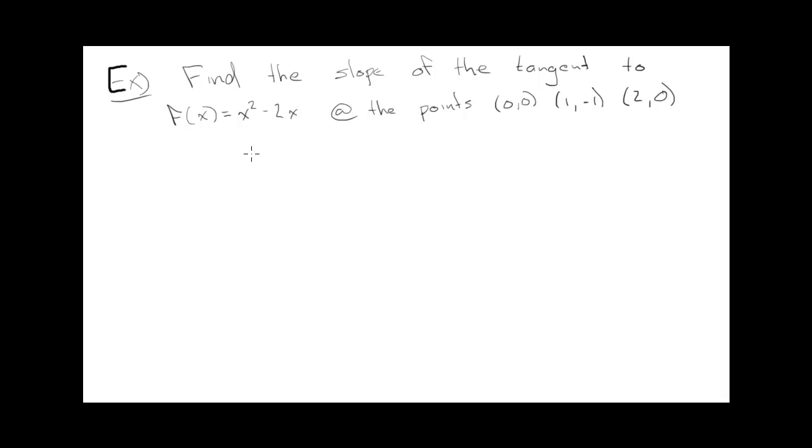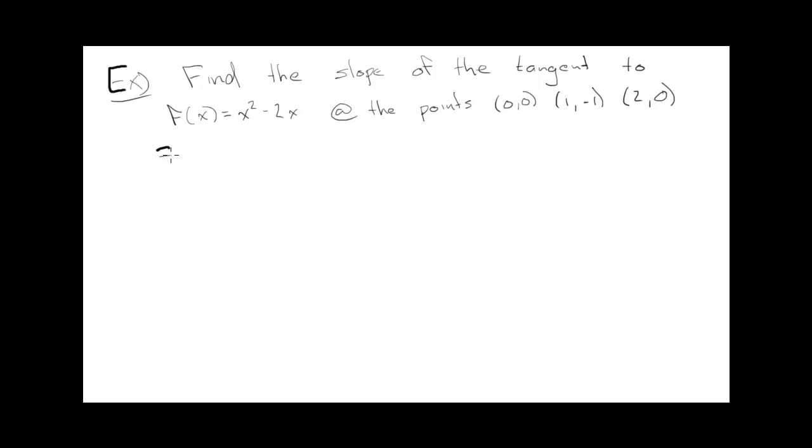Okay, here's another example. So we want to find the slope of the tangent, done that before, to this curve at a given 3 points. So how would you do this? Well, we could do that formula 3 times, right? These are our a values, 0, 1, and 2. That's going to be kind of annoying, right?